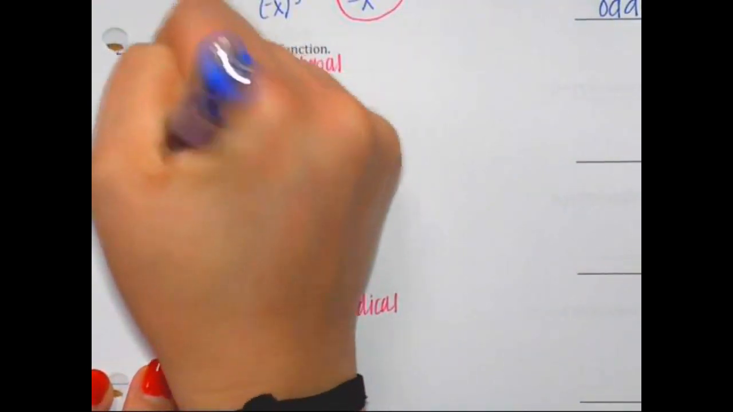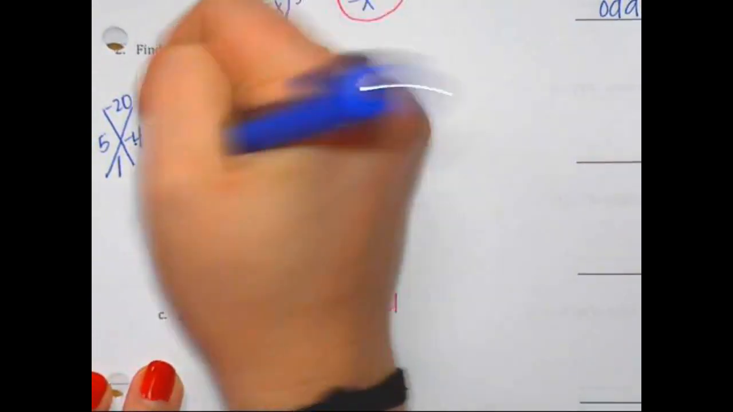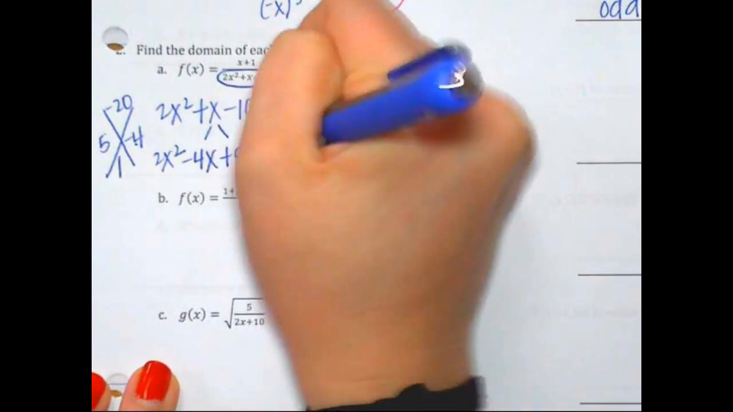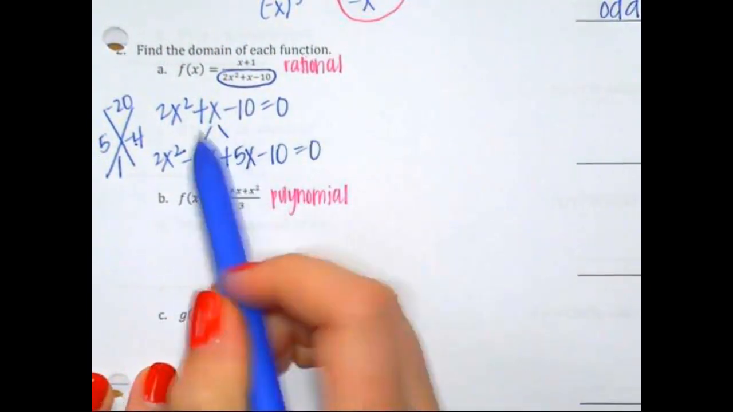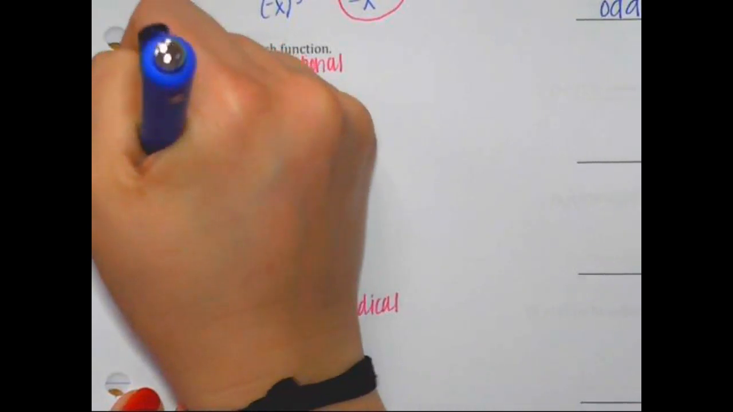Remember, 2x squared stays the same. Now I'm going to put minus 4x with that because it goes better with 2x, and then 5x with the minus 10. See how negative 4x plus 5x is still x? That's why we split the middle term. And now that we have 4 terms, we can factor by grouping.